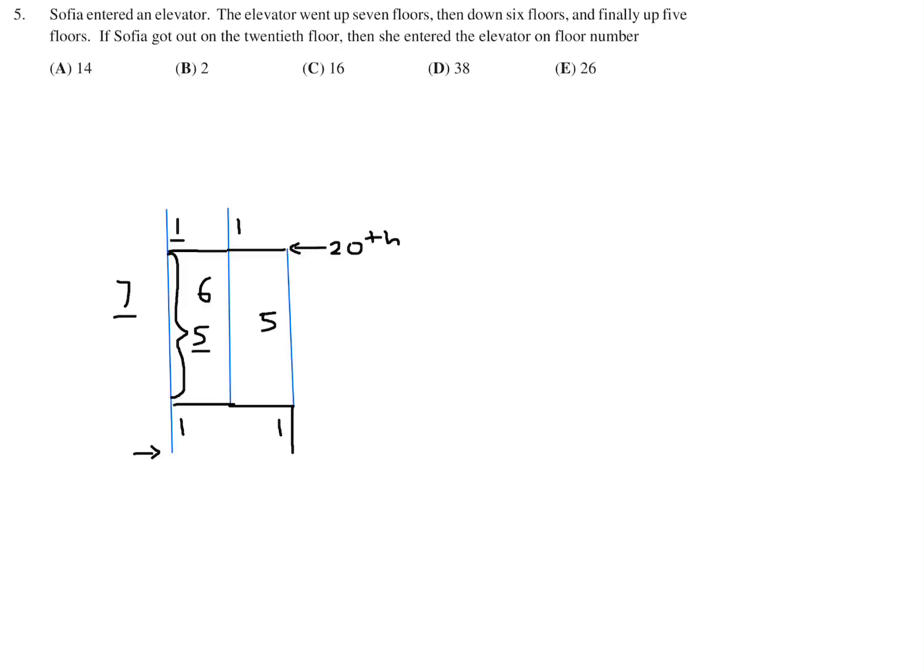So she entered 5 plus 1, 6 floors below 20. 6 floors below 20. 20 minus 6 is 14. So she entered on the 14th floor. And there's a lot of variations on how you can do this. It's really up to you, whatever makes you most comfortable. So 14th floor is where she entered. Number 5 is A.